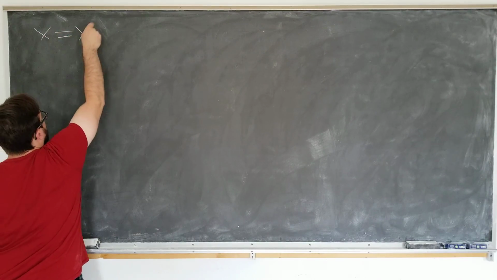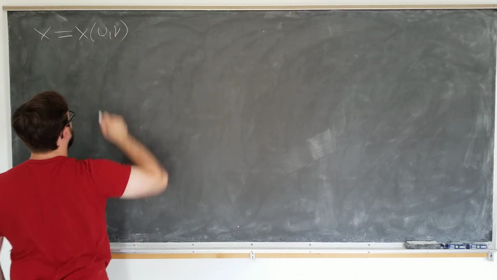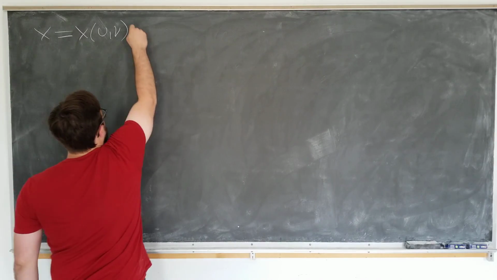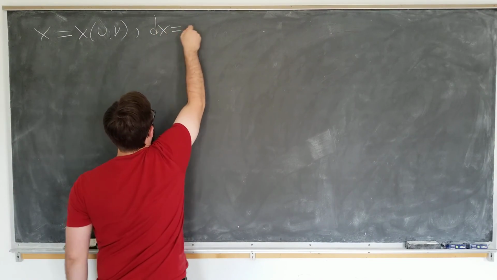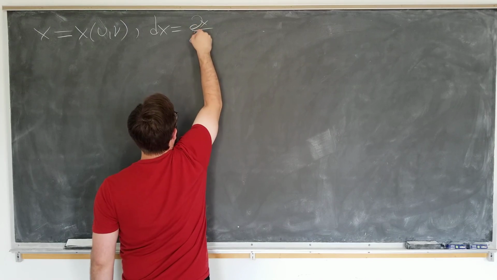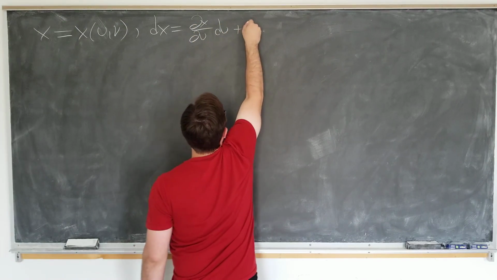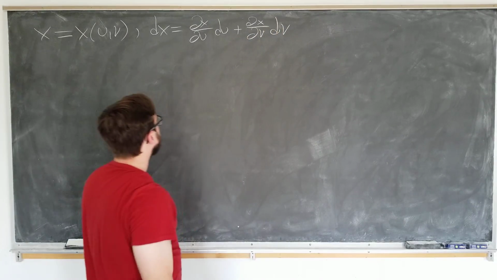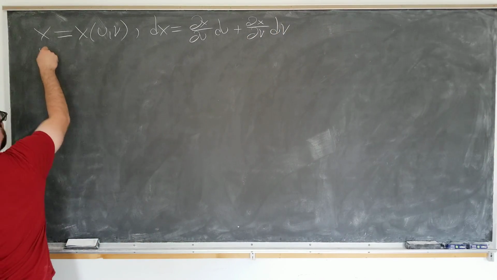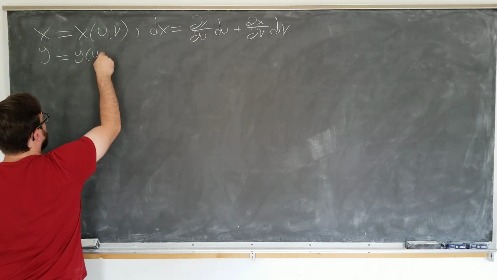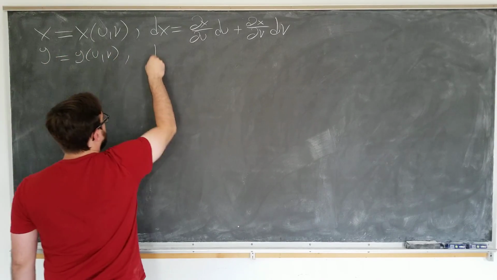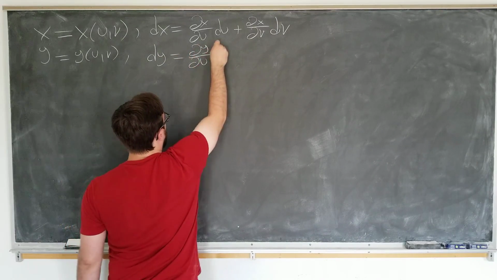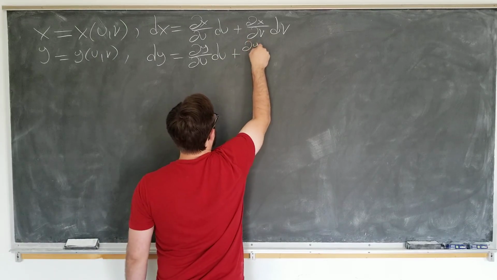x is going to be some function of two new variables, u and v. In this case, we'll use the multivariable chain rule to show that dx is simply partial x by partial u du plus partial x by partial v dv. We're going to let y be a function of the two new variables as well. So dy is the same thing, but just with x replaced with y.